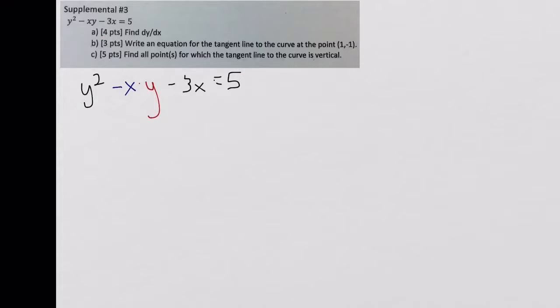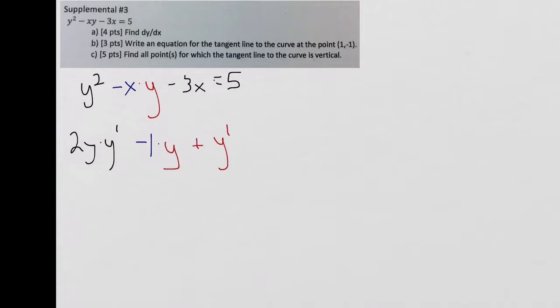So the derivative of the first term is 2y times y prime. That is power rule on the squared, and then chain rule on the y brings the y prime out front. Now, the derivative of minus x, I'm going to do product rule, derivative of the first times the second plus derivative of the second times the first. So the derivative of negative x is negative 1 times the second, which is y, and then plus the derivative of the second, which is y prime.